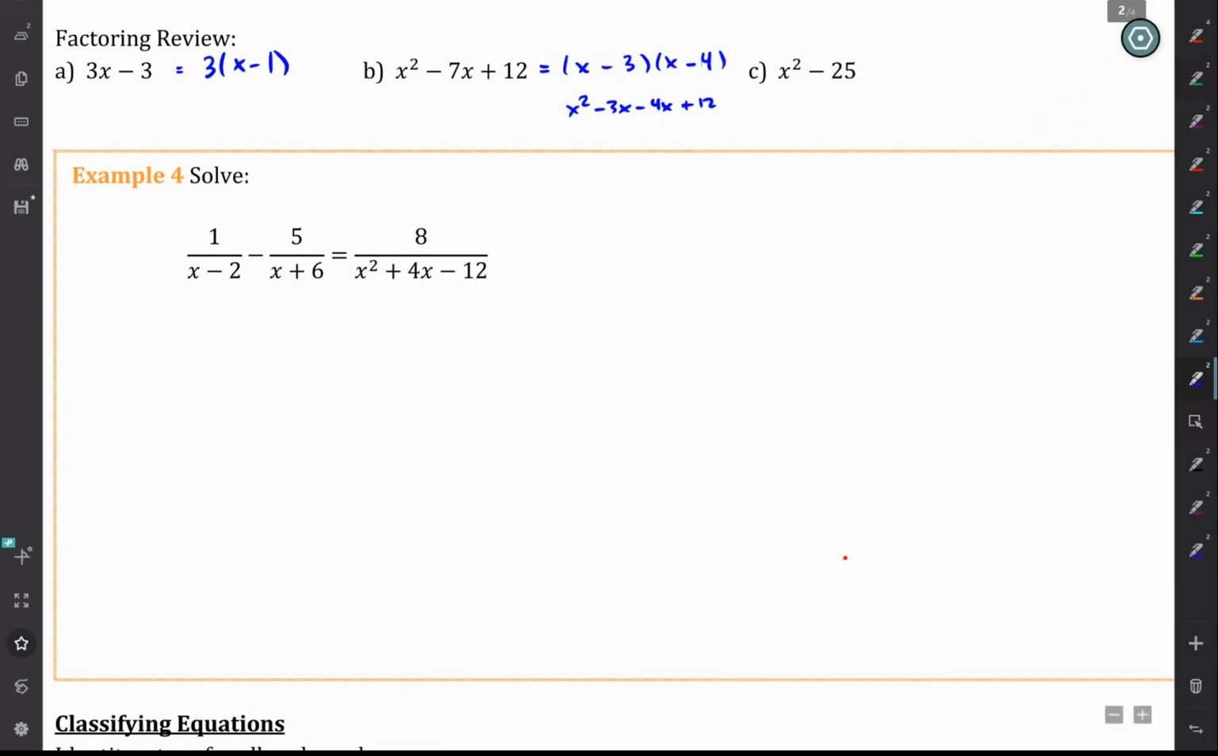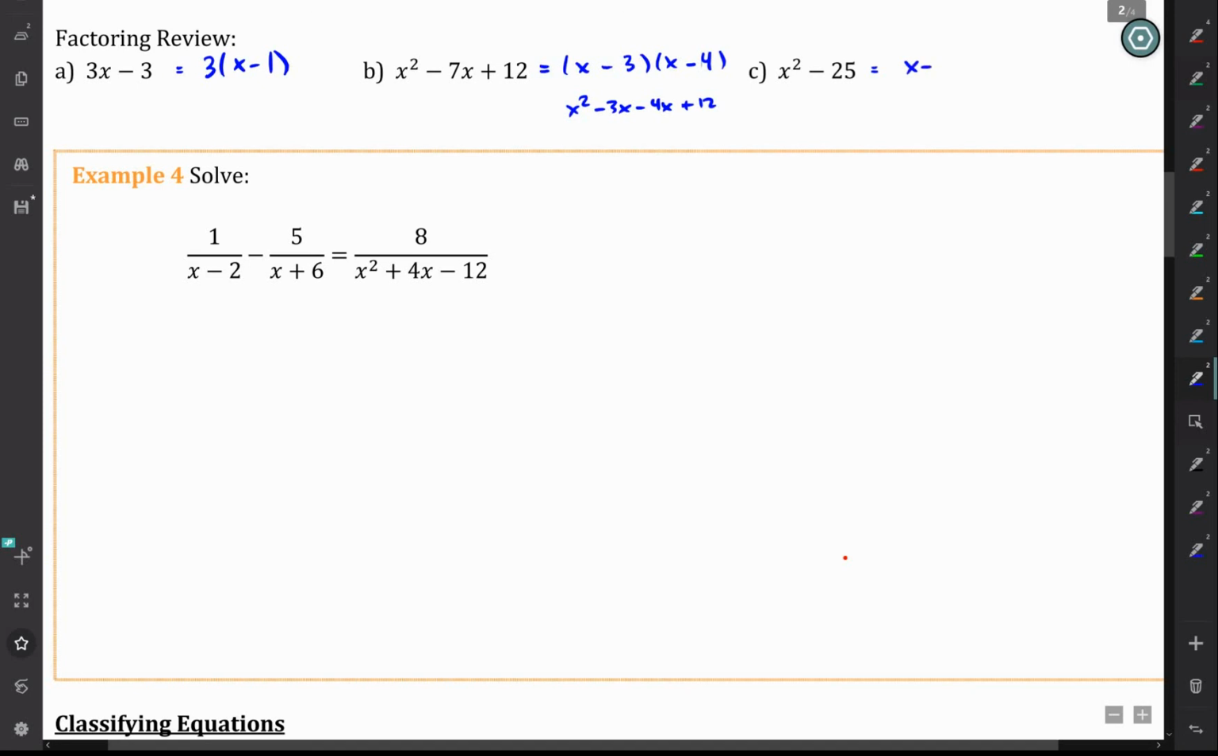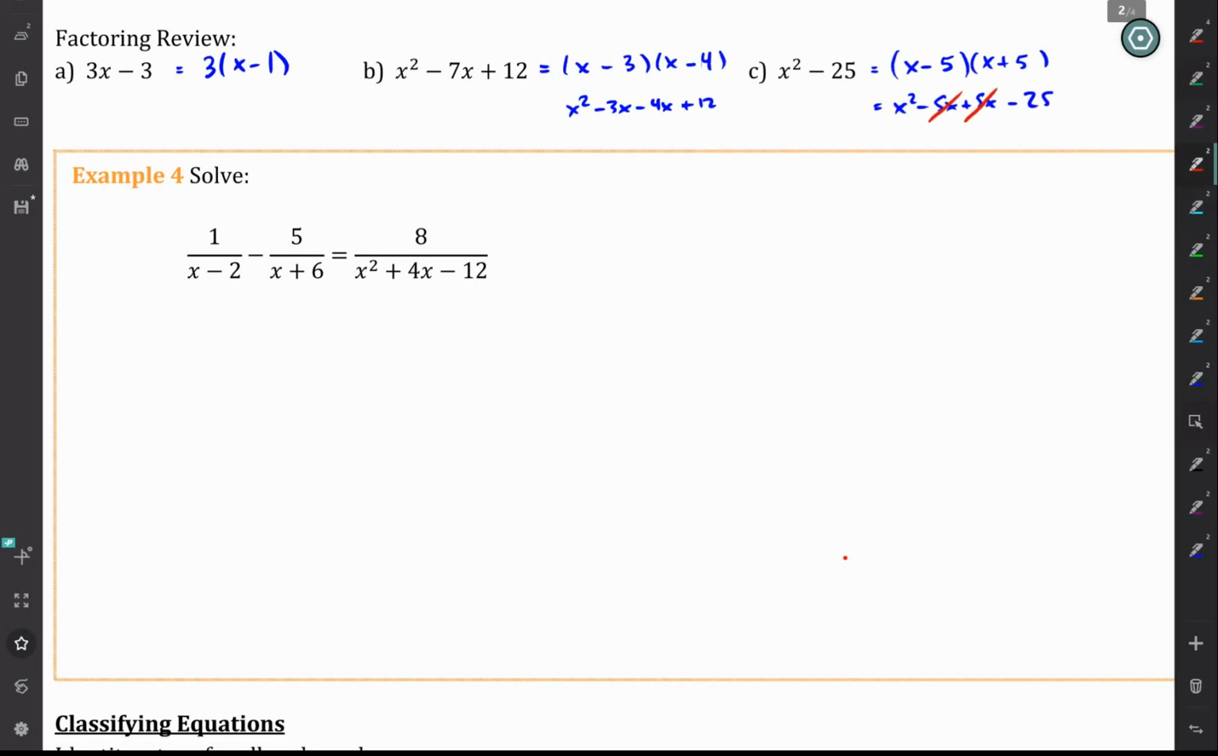Okay, and then in this last example, we want something that will multiply to give us negative 25, but when you add them up, you get 0. So in this case, it's going to be x minus something times x plus something, and those things should cancel. Of all the factors of 25, 5 is the only one that when I FOIL it, I'll get x squared minus 5x plus 5x minus 25. So the positive 5x and the negative 5x cancel. And that's how you get x squared minus 25 there.